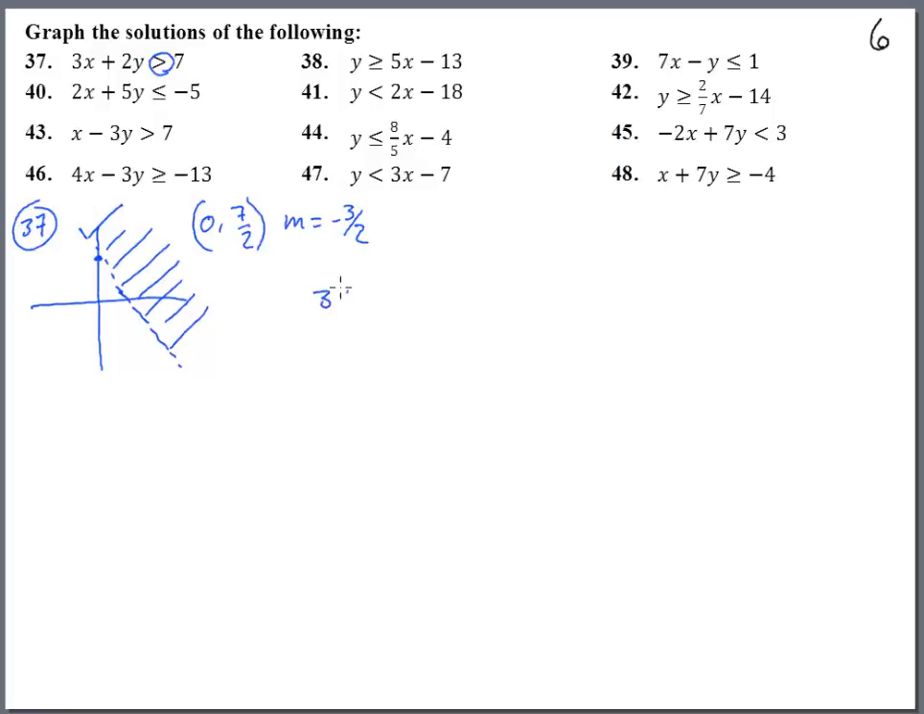Number 38. Y is greater than or equal to 5x minus 13. That means we have negative 13 as a y-intercept, slope of 5 over 1. And this is greater than or equal to, so it is like that. Let's make those dots a little bigger. Good.